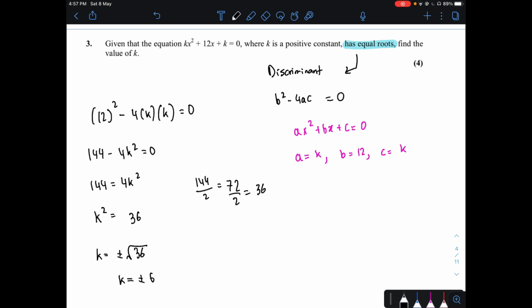Now we go back to the question. What are they asking for? They're asking for the positive constant k. So k can only equal 6. So that's our value of k. This is our answer here.